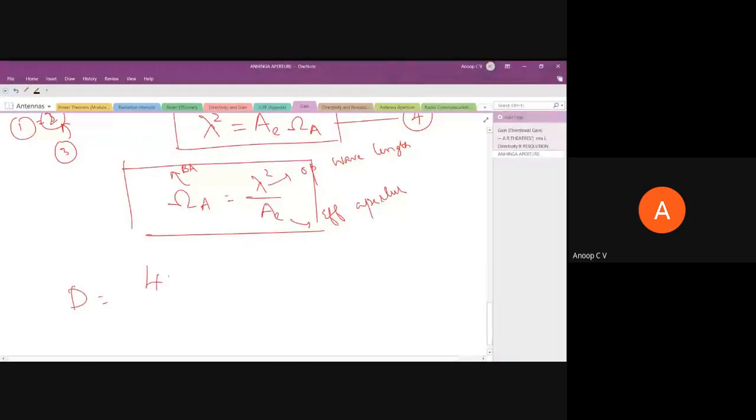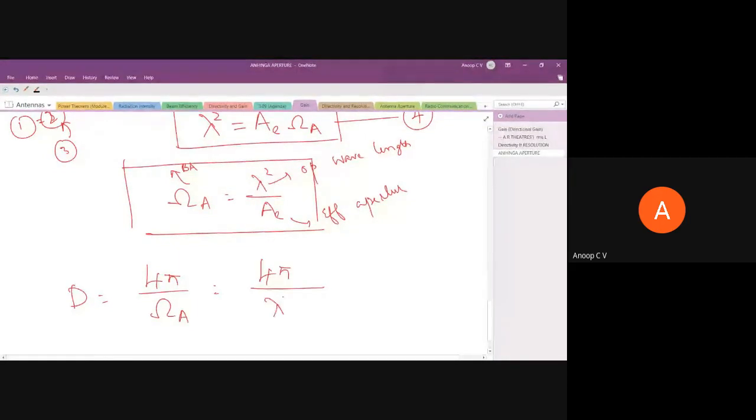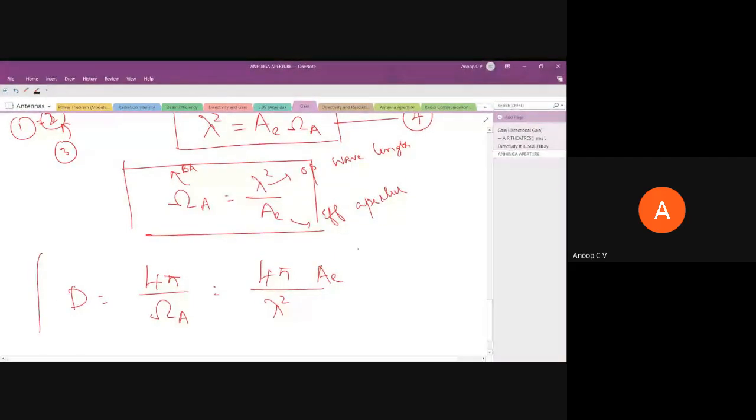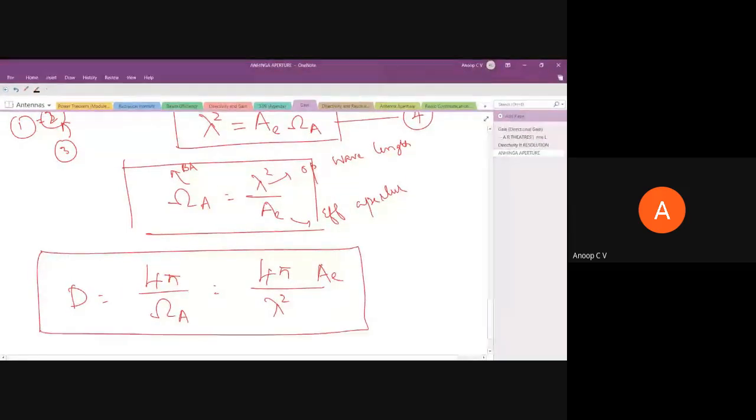Then further I can write directivity. I know it is 4 pi by omega A, that is equal to 4 pi divided by lambda square into AE. So this is how I can find directivity in terms of AE. Provided AE and lambda square are known, I can find directivity as 4 pi AE by lambda square. This is what I just wanted to tell. So from effective aperture, you can find directivity as 4 pi AE by lambda square.